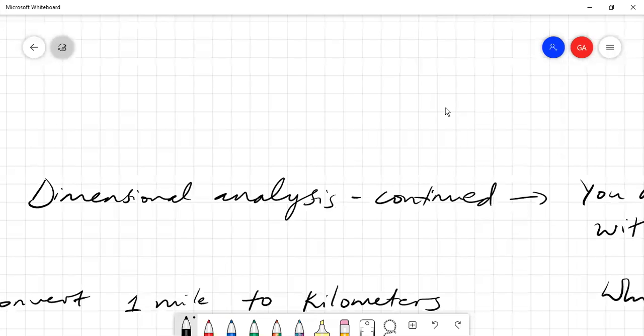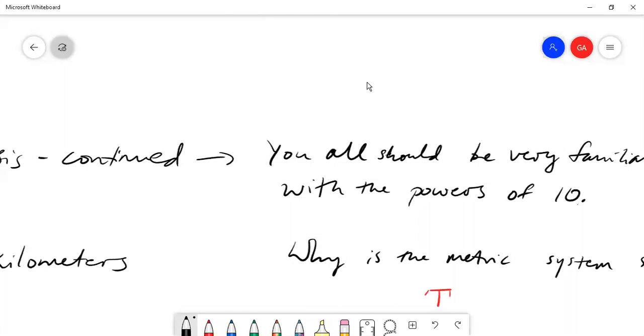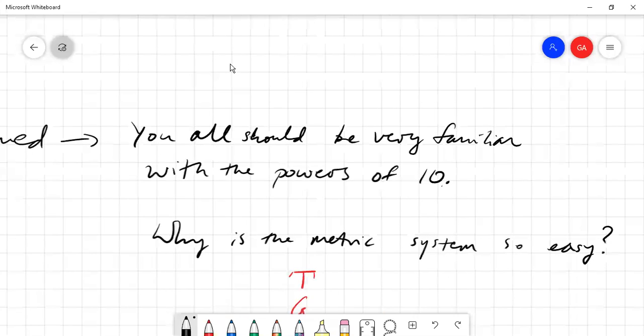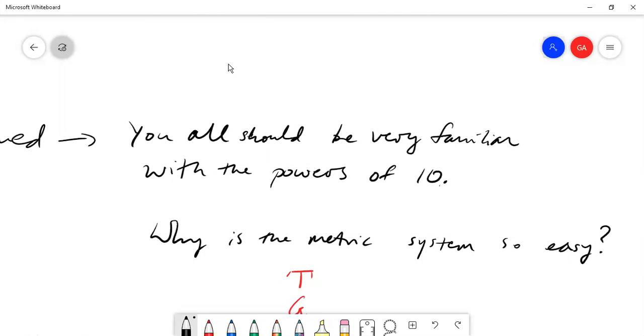Okay, so dimensional analysis continued. To begin with, we talked about different conversions, right? Like feet to inches, and seconds to hours, or hours to seconds. And we figured out that if you multiply by 12, you can get from feet to inches, or if you multiply by 60, you can get from hours to minutes. I made the same mistake last time. So on and so forth. So there are certain conversion factors that are really useful.